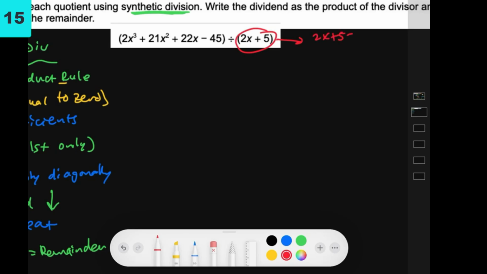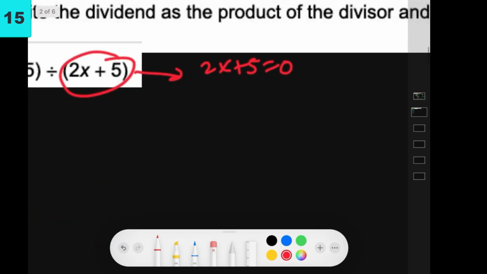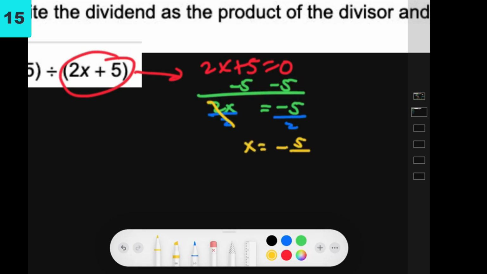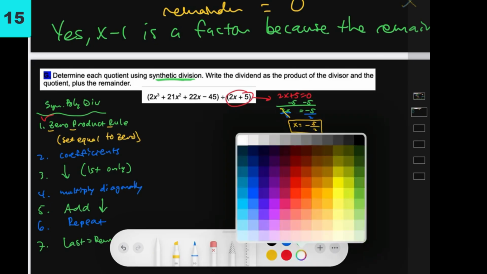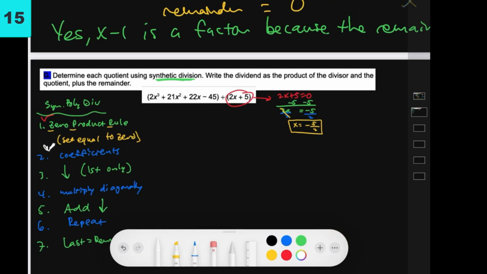2x plus 5 equals 0. I'm going to subtract 5. I get 2x equals negative 5. And then divide by 2. I'm going to get x equals negative 5 halves. Okay? So that was step number 1, zero product rule. Okay, second thing I'm going to do is change colors here, is the coefficients. So let's use our highlighter here.